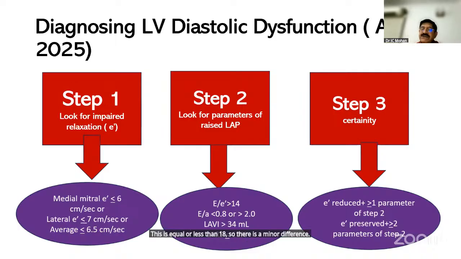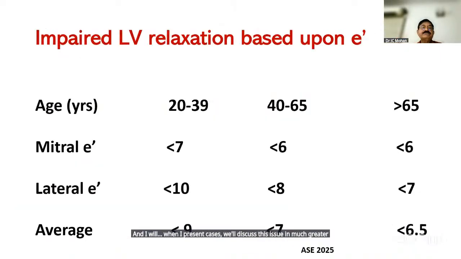Now, step 3 is how certain you are of diastolic dysfunction. It says if the E prime is reduced, age specific, then only one parameter out of the 4 given in step 2 is good enough to diagnose that diastolic dysfunction is present. But in case the E prime is preserved, more than 6 or 7, then you need 2 parameters from step 2 to diagnose diastolic dysfunction. And when I present cases, we'll discuss this issue in much greater detail.